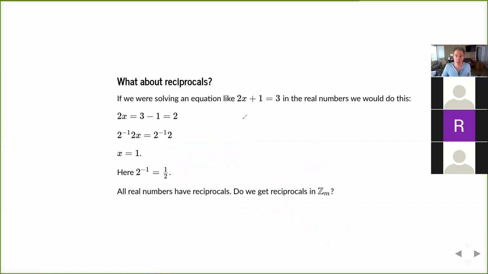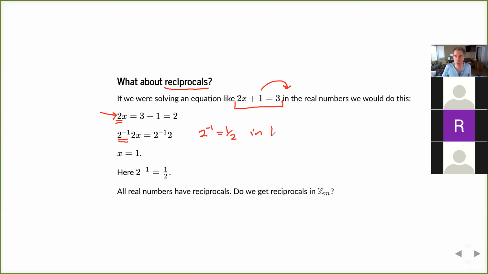So here's an example. We just did negatives, but what about reciprocals? What we're doing here is we're telling you all the ingredients that you need in order to be able to solve equations. You need to be able to use negatives to move things around the equal sign. Now you also need reciprocals to be able to cancel numbers like this. Like if I'm going to solve this equation, I need to cancel that too. So the way that you do that in the real numbers is you just multiply both sides by the reciprocal of 2, which in the real numbers is 1/2.